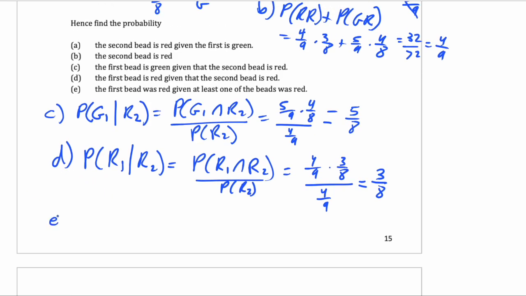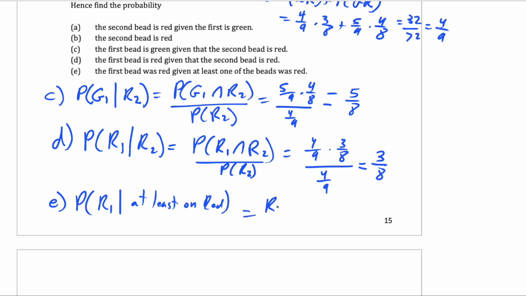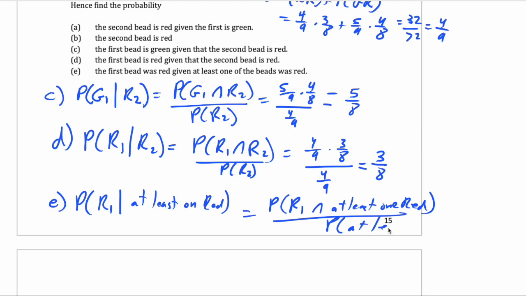Okay, next part E, probability the first bead was red, given at least one of the beads was red. So we're given at least one red. Now that equals the probability the first one's red and at least one red, divided by the probability at least one red.